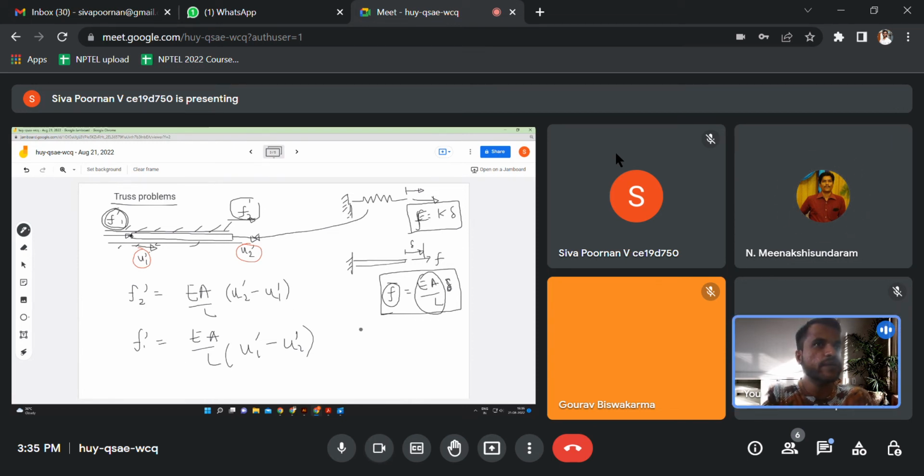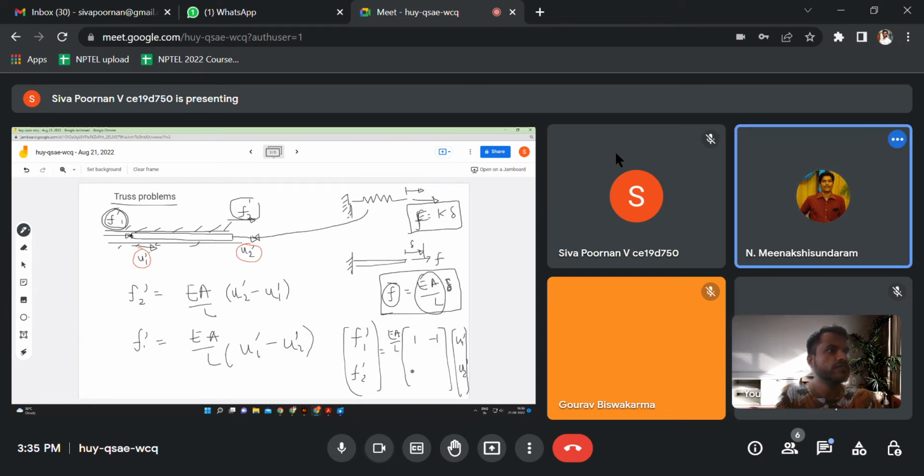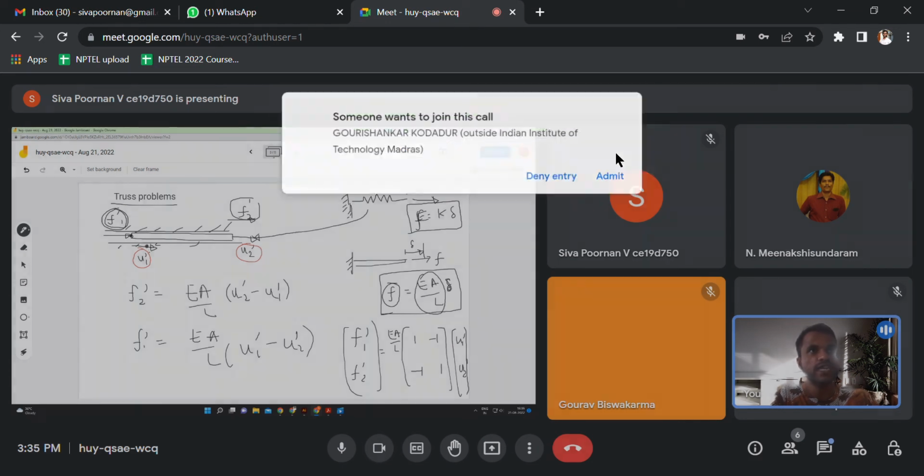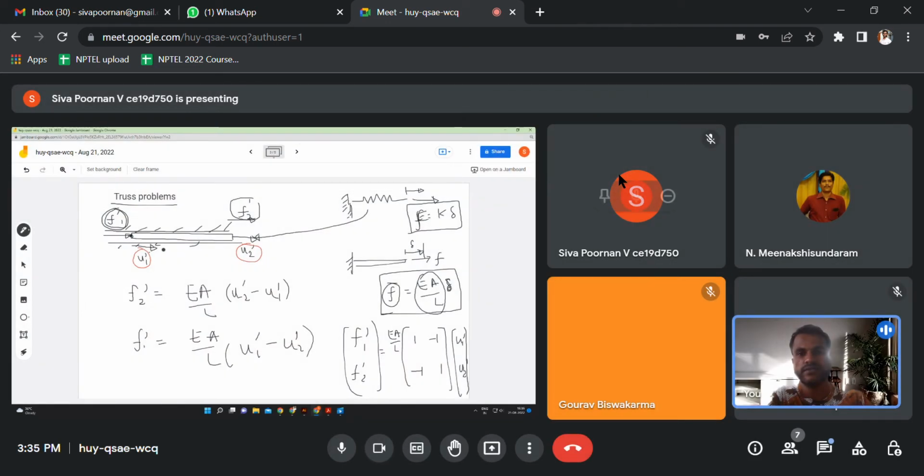So I can write it in a matrix format, in a neat format: F1 dash, F2 dash, and I can put a matrix and fill this, with U1 dash and U2 dash. If I do that, what do I get in the matrices? Yes, but we have to take EA by L common outside first. If I take EA by L common outside, for F1 dash I will get 1, minus 1, and then minus 1, 1. Fine. So this is the stiffness matrix for this truss problem when the displacements are allowed only along the direction of the truss, right?